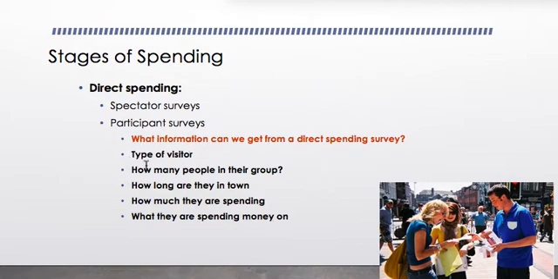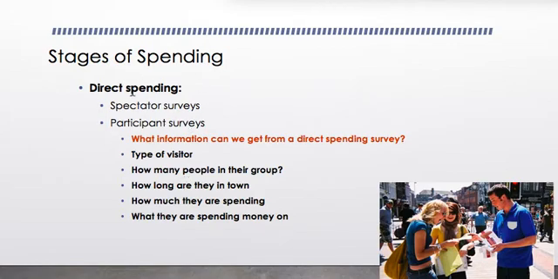So of course you want to be able to classify the visitor based on the different definitions we showed earlier. You'd also probably want to find out how many people are in their group, right? Because not everyone in the group is probably going to fill out the survey. You want to know how long they're in town so you can calculate daily spending and multiply that out. You want to know how much they're spending and on the various types of things you're trying to measure. And again, just what they're spending their money on in general. So those are some of the key pieces of information that might be gathered in a direct spending survey.